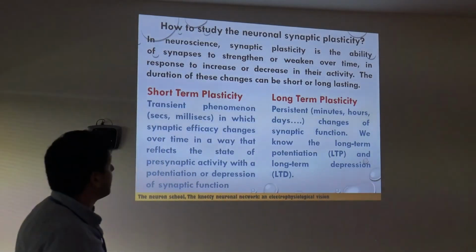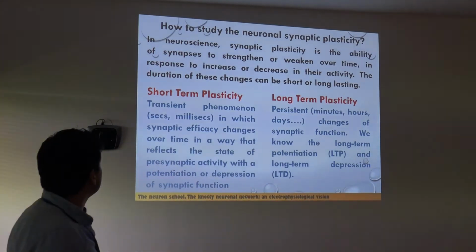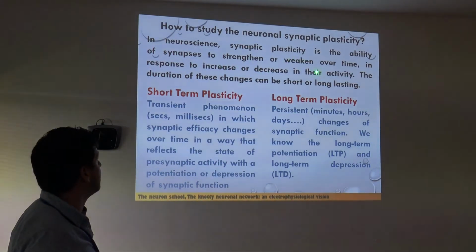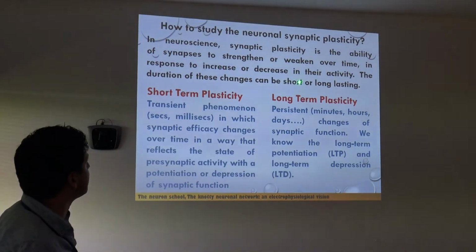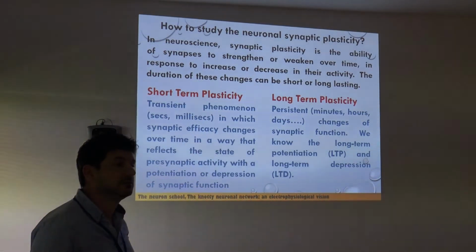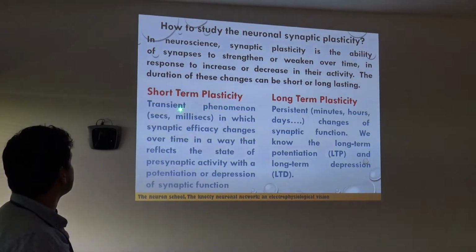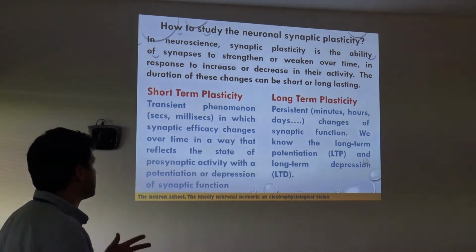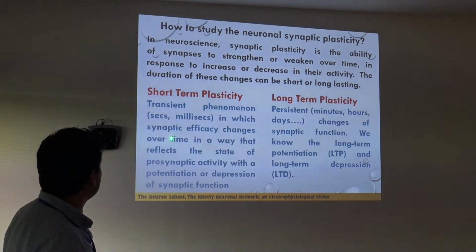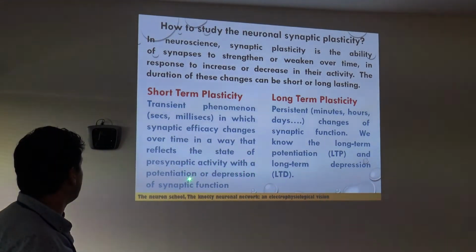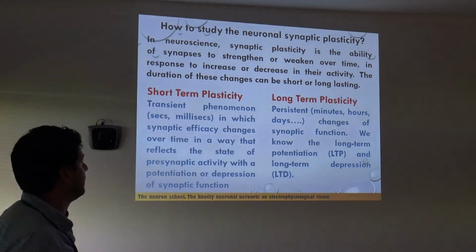So how can we study neuronal plasticity? Synaptic plasticity in neuroscience is the ability of a synapse to strengthen or weaken over time in response to increases or decreases in its activity. The duration of this change can be short or long-lasting. Short-term plasticity is a transient phenomenon, with a duration of milliseconds to seconds, not much more, in which synaptic efficacy changes over time in a way that reflects the state of presynaptic activity, with a potentiation or depression of synaptic function.